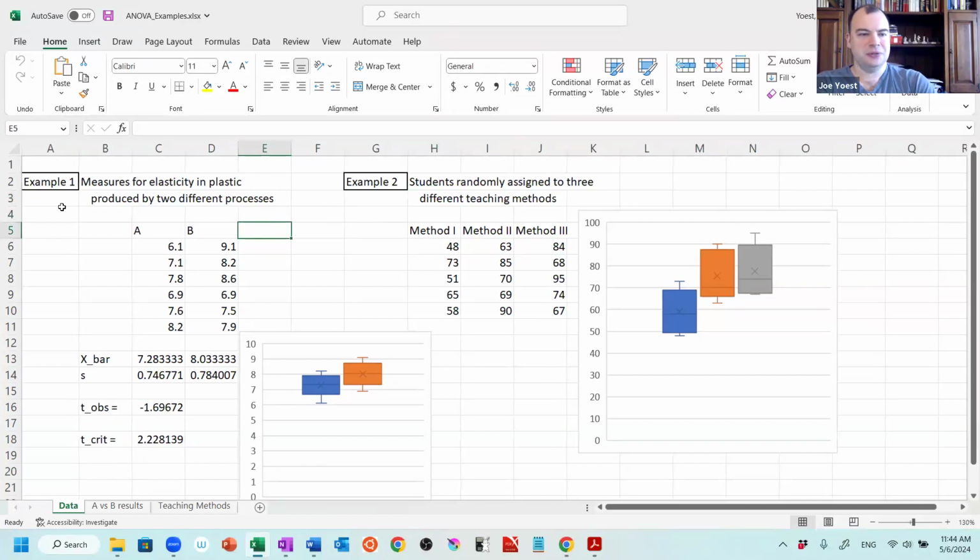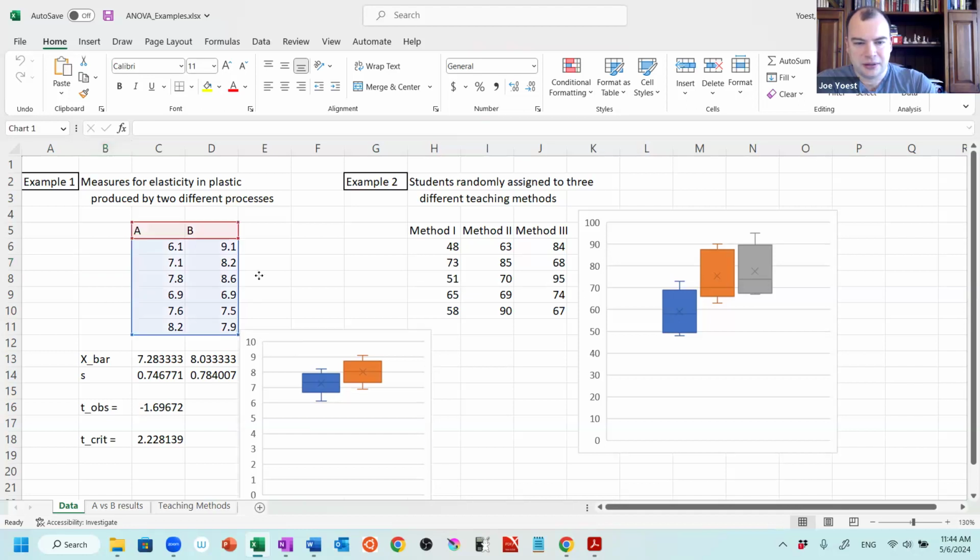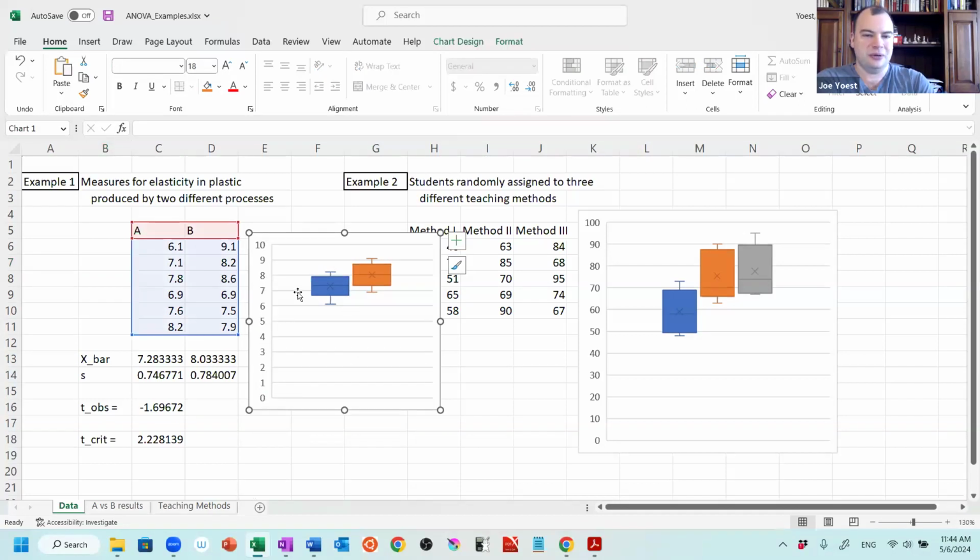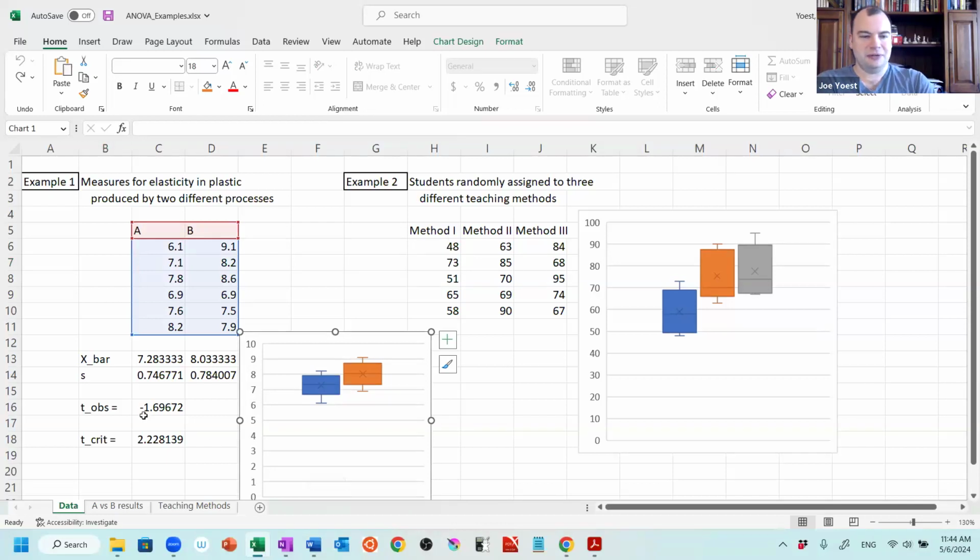Okay, and here we have two examples. We'll start with example one, measure for elasticity in plastic produced by two different processes. We have process A and process B, and we have some sample elasticities for plastics produced by each of the two processes. And again, our question is, do we think that the mean elasticity for plastic produced by the two processes is the same in light of these two data sets? We could make two box and whisker plots, and at a glance, I think we would say, yeah, it seems pretty reasonable that they would be the same. But again, at a glance, that's not very scientific. That could be misleading. It's hard for us to assess whether a change could likely be due to sampling error or not if we don't actually run the numbers.